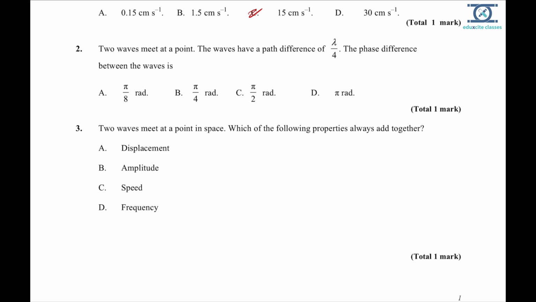Question number 2, the path difference is lambda by 4. What will be the phase difference? So just remember the difference of one wavelength in radians will be 2 pi. So the path difference is lambda by 4 divided by the complete lambda, into 2 pi. So this will be 1 by 4 times 2 pi, which is pi by 2. So answer C is the right answer.